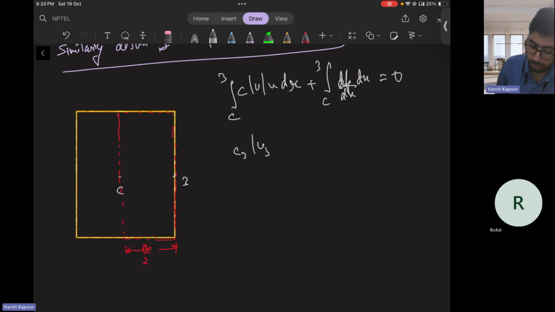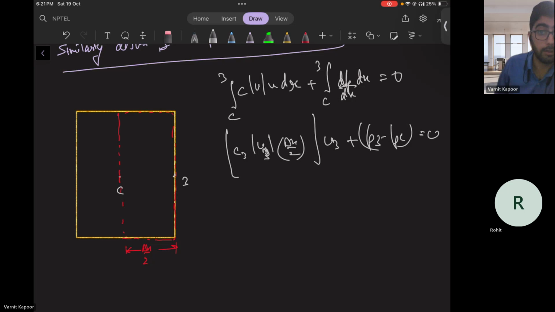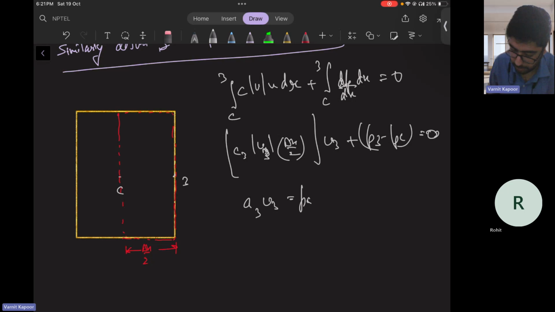P3 Q3, del x by 2, U3 plus P3 minus P3 equal to 0. So the equation will come out to be A3 U3 equal to P3 minus PC. Sorry, PC minus P3. This is equation number 7.